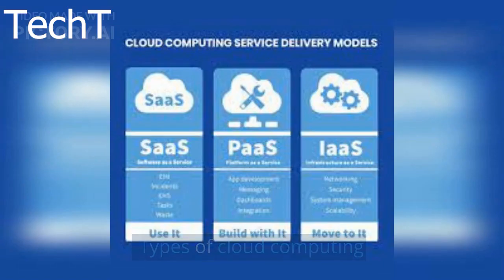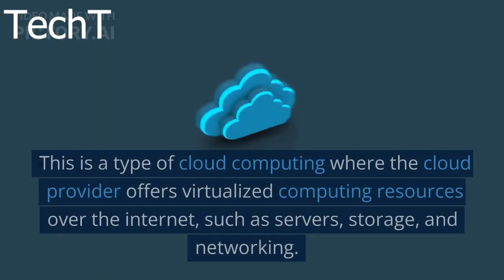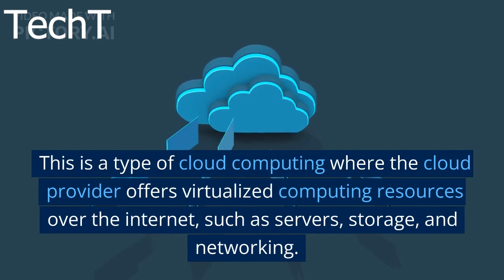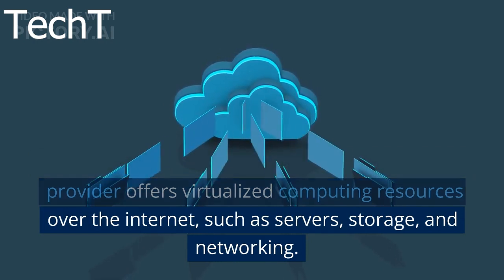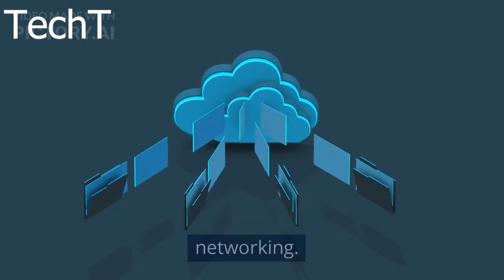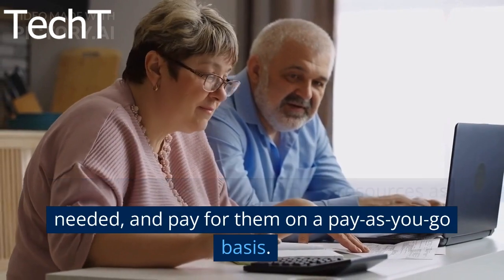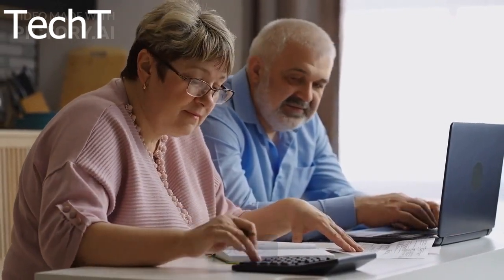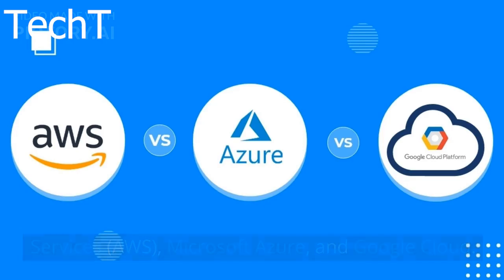Types of cloud computing. Infrastructure as a Service, IaaS. This is a type of cloud computing where the cloud provider offers virtualized computing resources over the Internet, such as servers, storage, and networking. Users can access and use these resources as needed, and pay for them on a pay-as-you-go basis. Examples of IaaS providers include Amazon Web Services, AWS, Microsoft Azure, and Google Cloud.